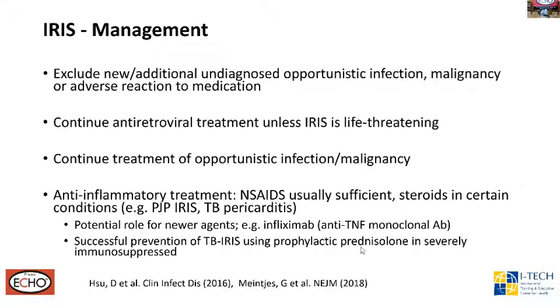And the next question is, what do we do about IRIS once it's diagnosed? The first step is to exclude either a new or an additional undiagnosed opportunistic infection, because persons who are extremely immunocompromised can have more than one thing. Usually there's this maxim in medicine, Occam's razor: if you can explain something with as few options as possible, that's probably the best way to go. Not so much in someone who's immunocompromised.